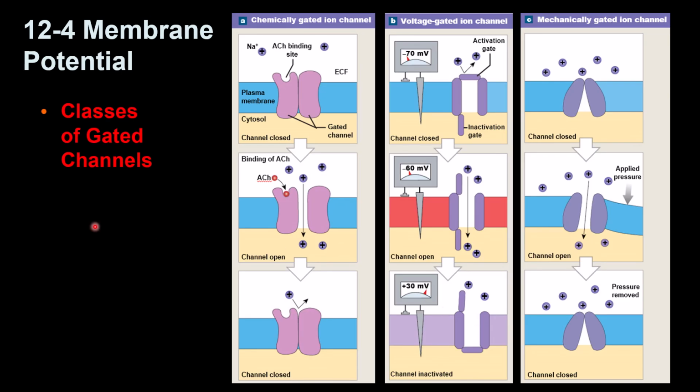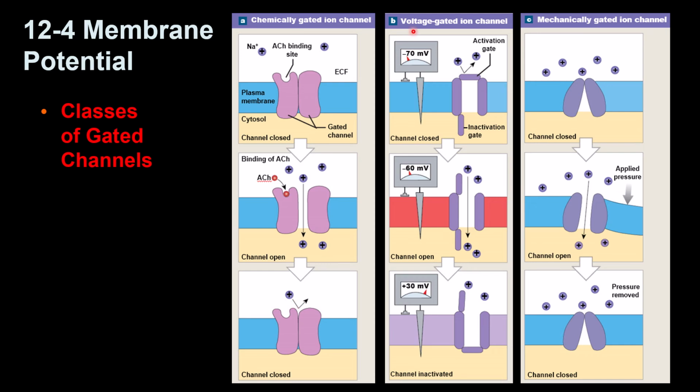The classes of the gated channels: one is called chemically gated channels. This is the plasma membrane, and this is the gated channel, which is a transmembrane protein. It has a receptor, and that receptor is responsive to a neurotransmitter, acetylcholine here, just as an example. If the acetylcholine, which is a neurotransmitter, comes here, the gate opens up and ions enter the cell. Once there is no stimulus, the gate closes back, so it prevents movement of ions into the cell.